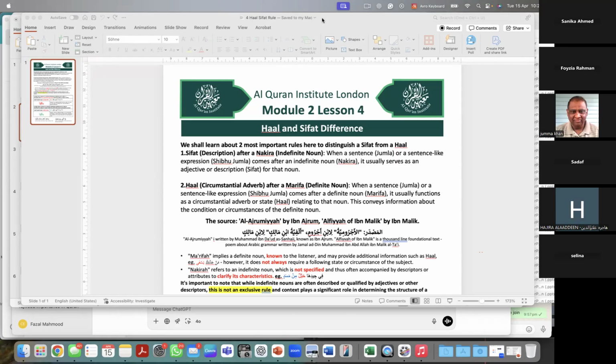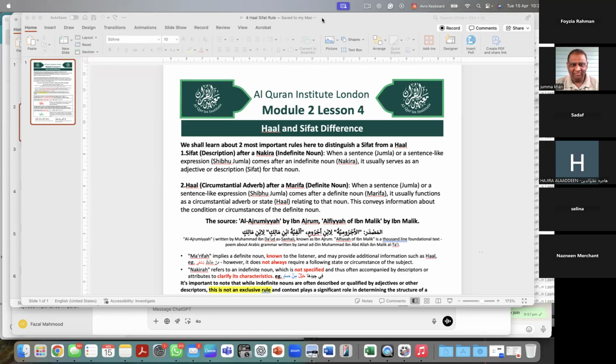Haal and Sifat difference, we have created a lesson for it because I have seen in many instances, people get confused if they don't have a very clear idea about Haal and Sifat, they mix up. And I have seen even coming from the top saying, it is not that important, but it is important. And inshallah, when we study this together, you will understand why it is important.